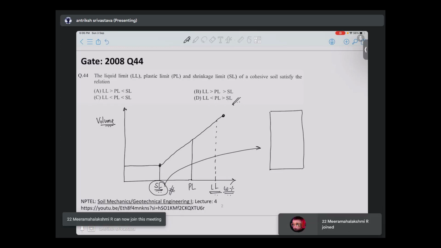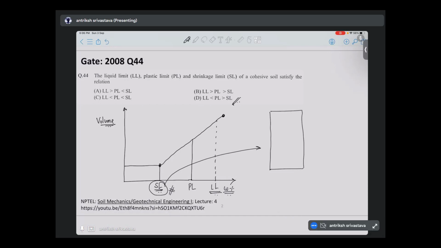Who has not heard of the three-phase diagram? Okay, so maybe you all have heard of the three-phase diagram.